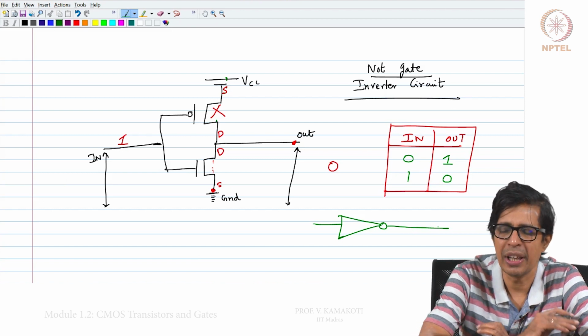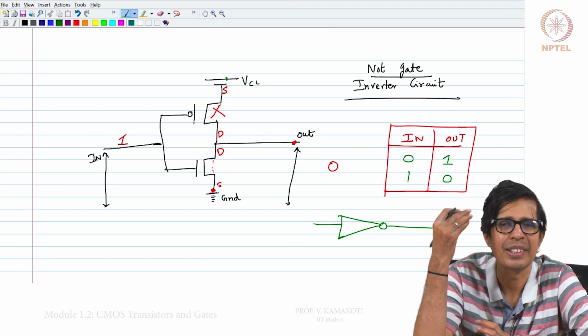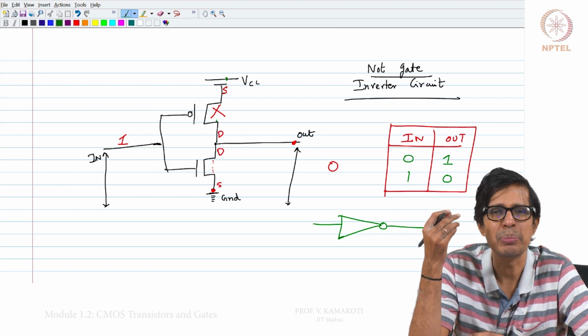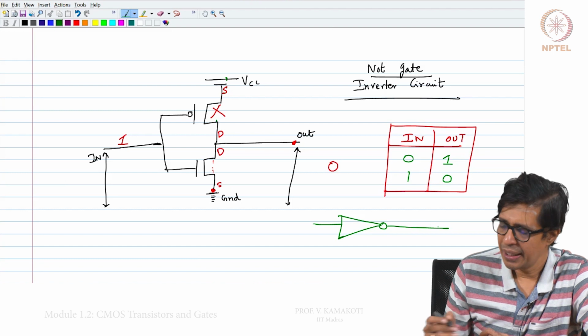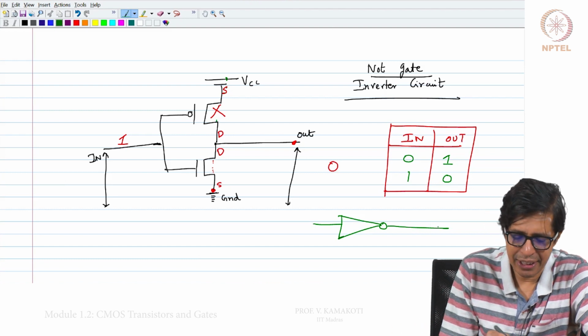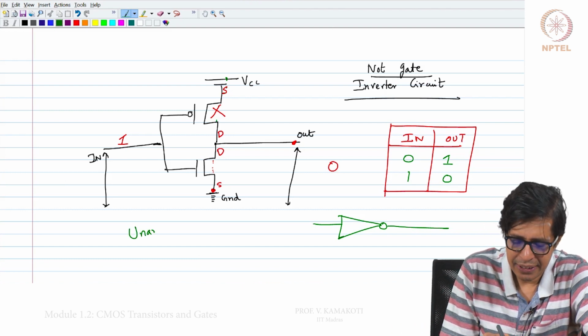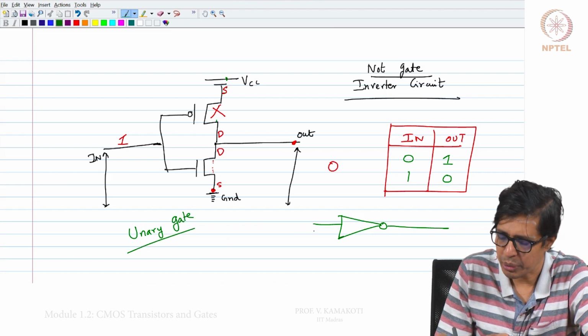So, this is how a NOT gate is built out of a simple inverter. Now, let us build. This is basically a unary gate because it has only one input.